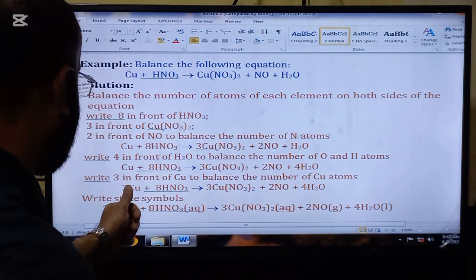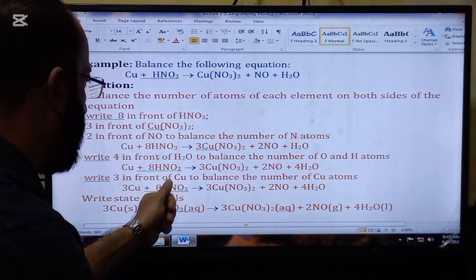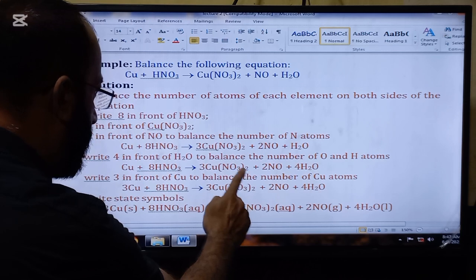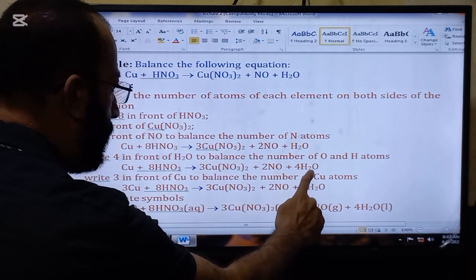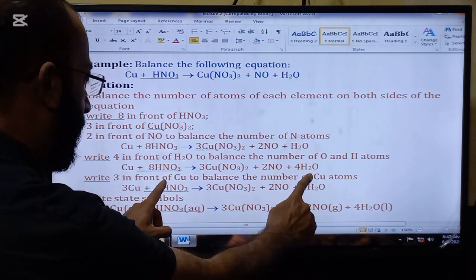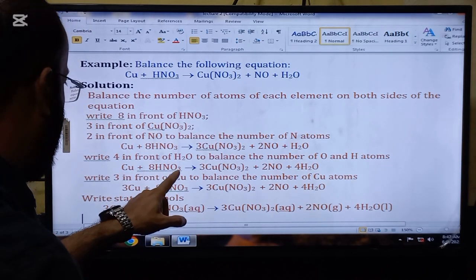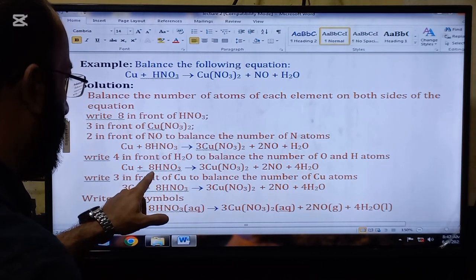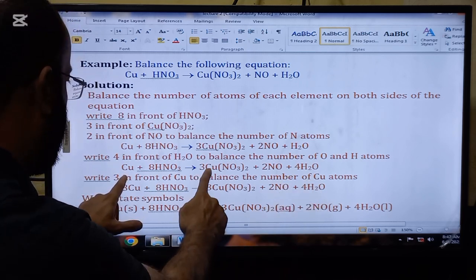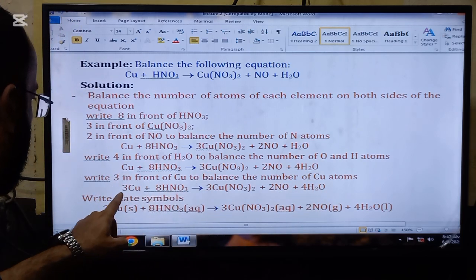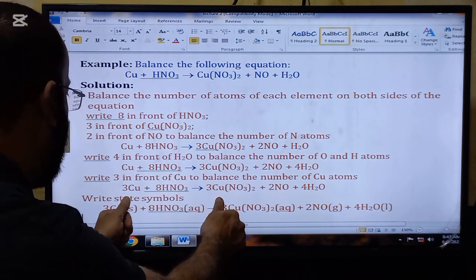Now look, 8 3s are 24, so 24 oxygen atoms are there on the left side, and on the right side 3 2s are 6, 3s are 18, plus 2, 20, plus 4, 24. So oxygen atoms are balanced now. Now look at hydrogen atoms. 4 2s are 8, and 8 hydrogen atoms are also there. So hydrogen atoms are balanced. Look at copper. Copper is not balanced, so we will write 3 in front of the copper. So this is 3. So at this step you can see copper is also balanced now.